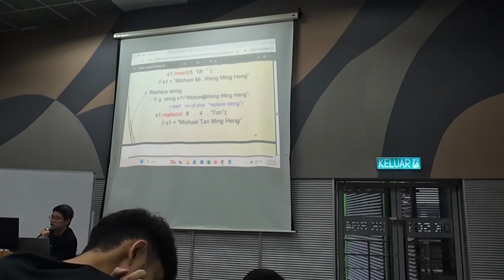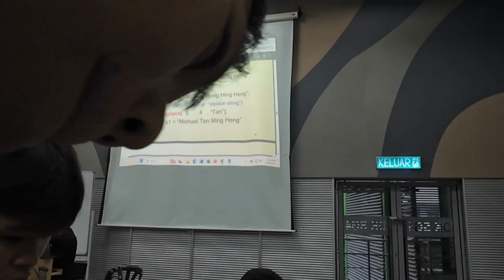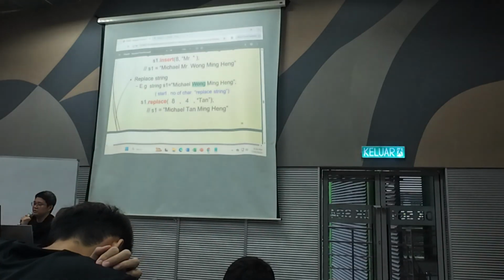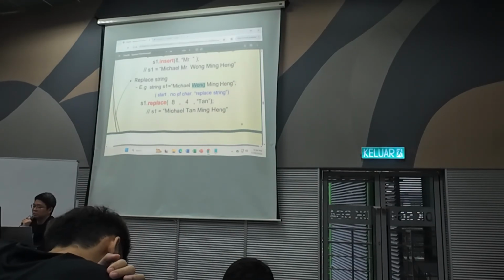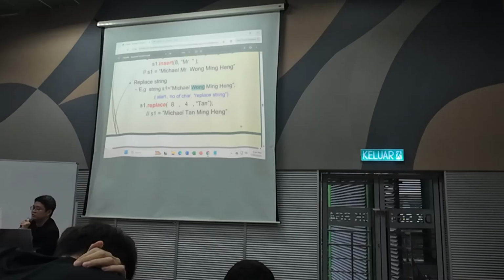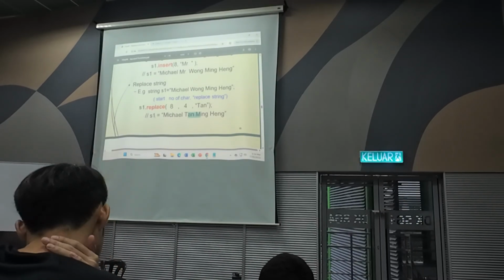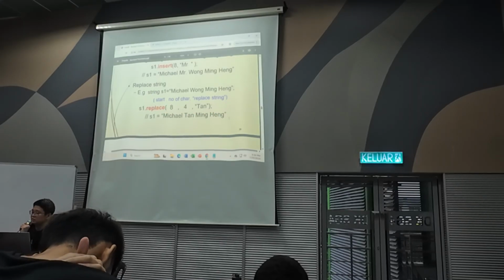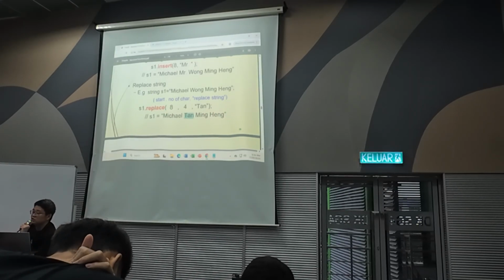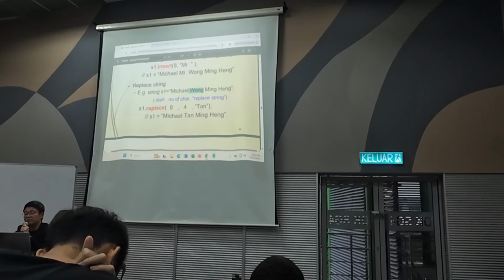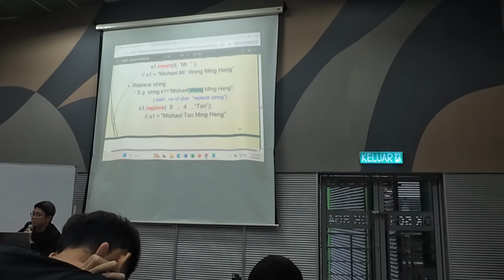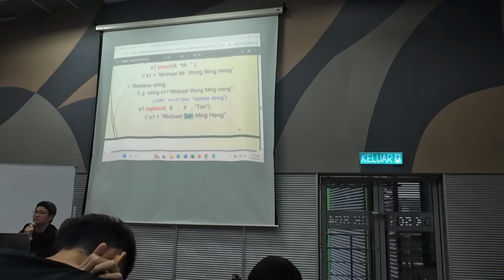Let's say position 8 is here. The number of characters being replaced is 1, 2, 3, 4. This 4 is the number of characters, and then I'm going to replace this Wong with Tan. So your output should be Michael Tan Ming Heng. You can see that the Wong is replaced by the replace string called Tan. So the Wong will become Tan.